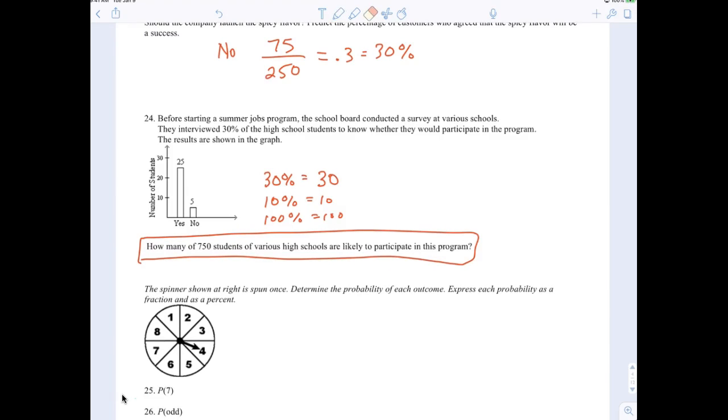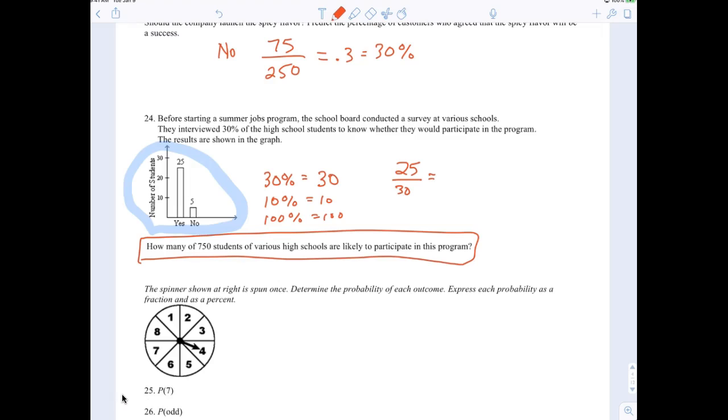So let me go back for a second. I thought they were saying this right here. Listen to me now. But that's just saying out of the people surveyed. How many people were surveyed? 30. How many people said they would participate? So 25 out of 30 said they would participate. So tell me what percent that is, guys. That's 5 over 6.